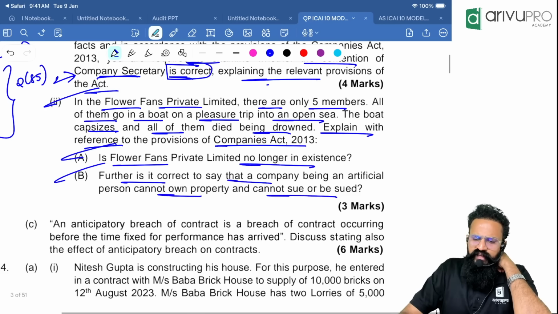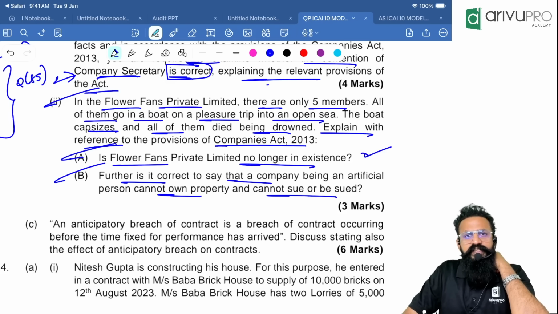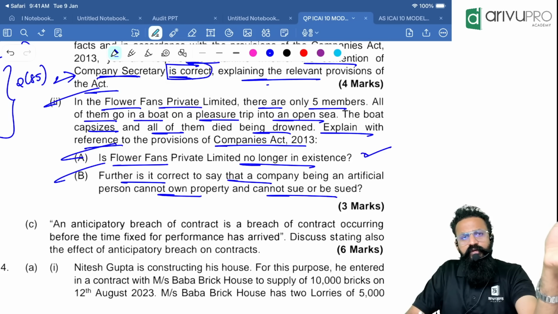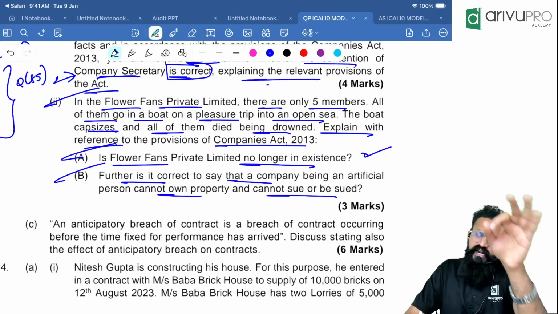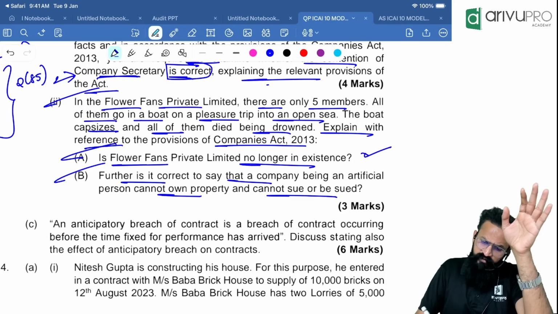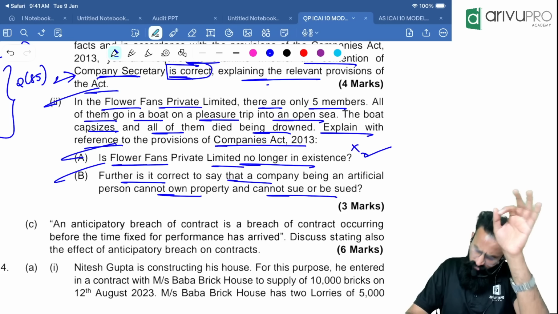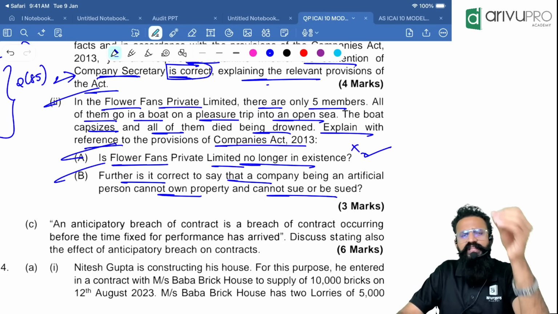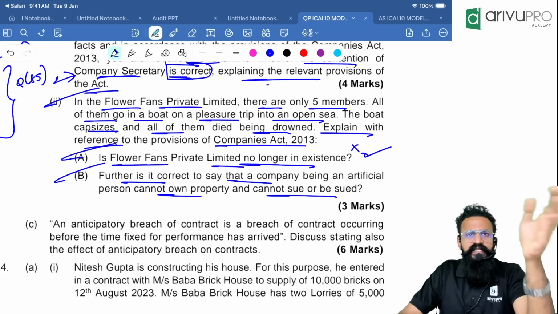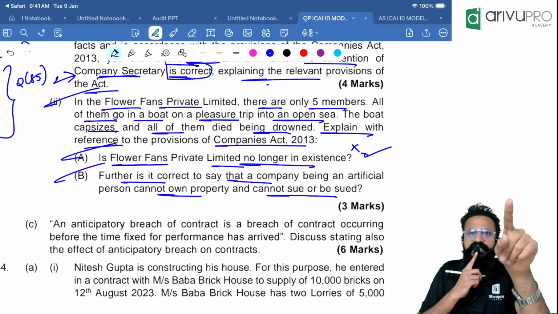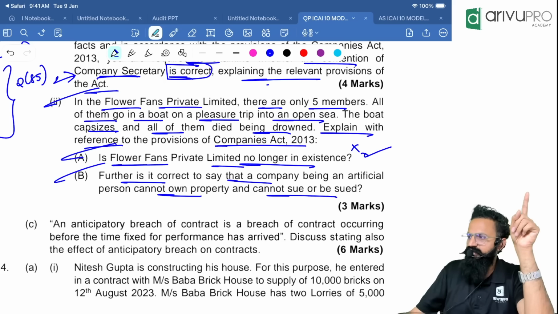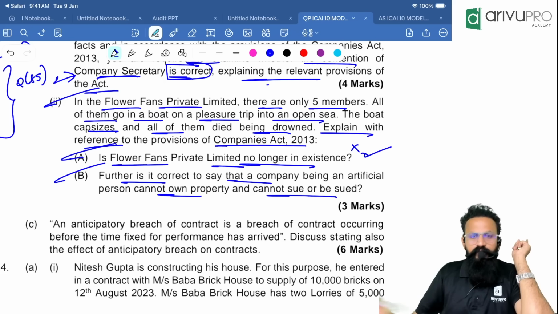Further, is it correct to say that the company, being an artificial person, cannot own property and cannot sue or be sued? Remember, this is nothing but perpetual succession. Members may come and go, but the company will go on forever and ever. So the contention that Flower Fans is no longer in existence is wrong. Even if all the members die, the legal heirs will step into their shoes and the company will continue, as the company has perpetual succession. I hope it is clear.